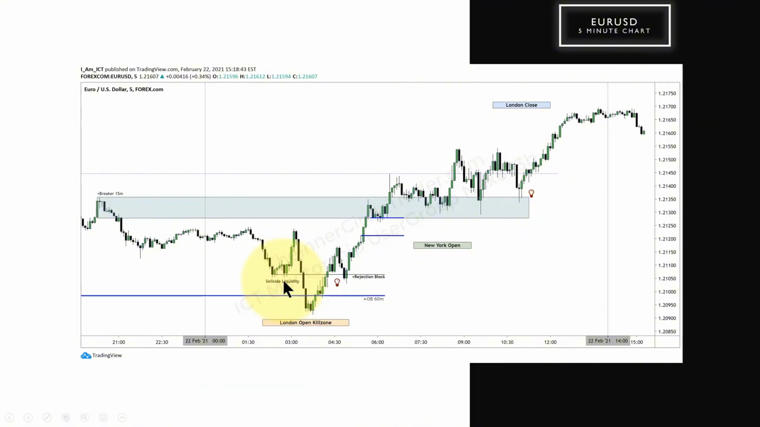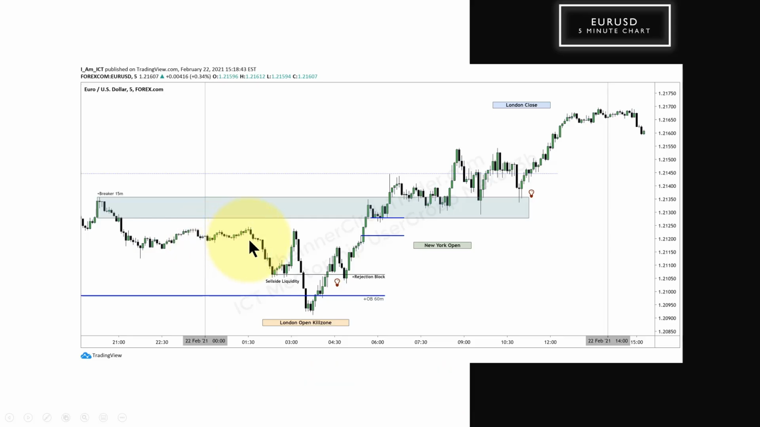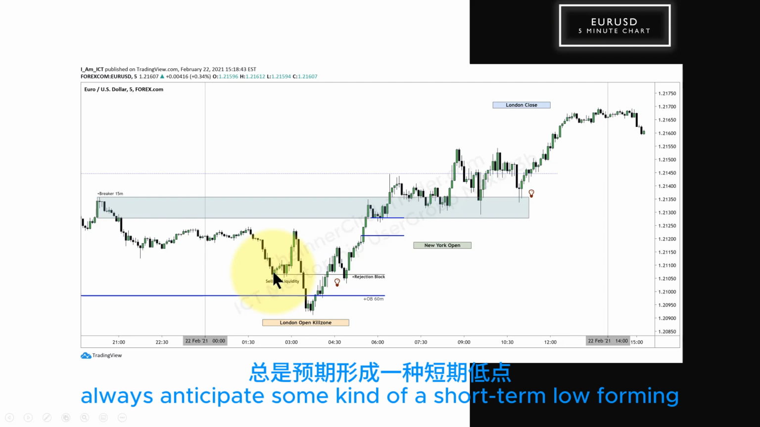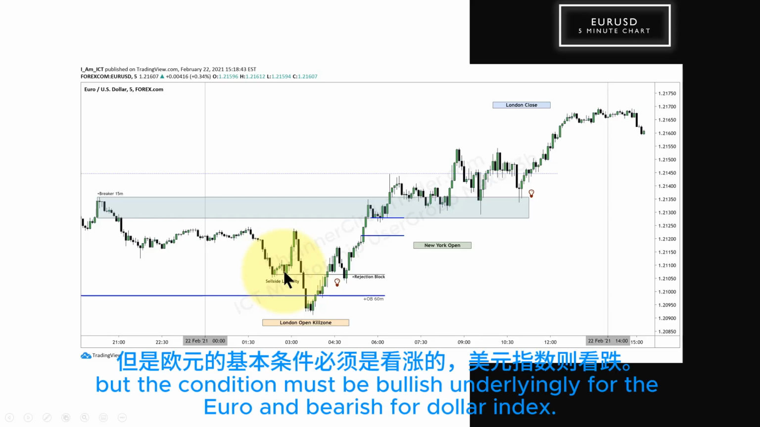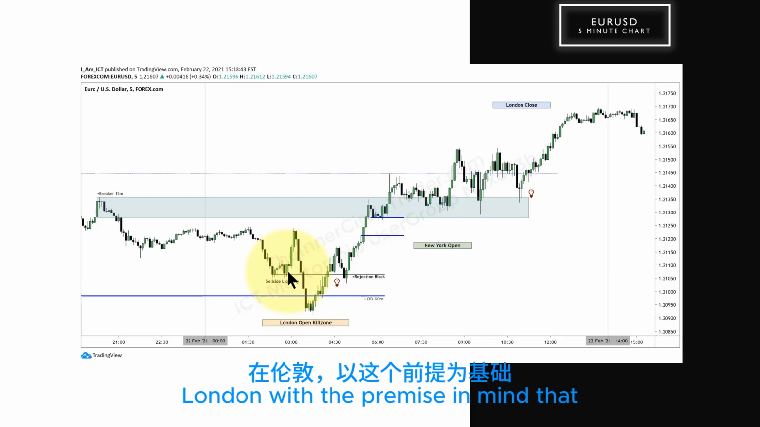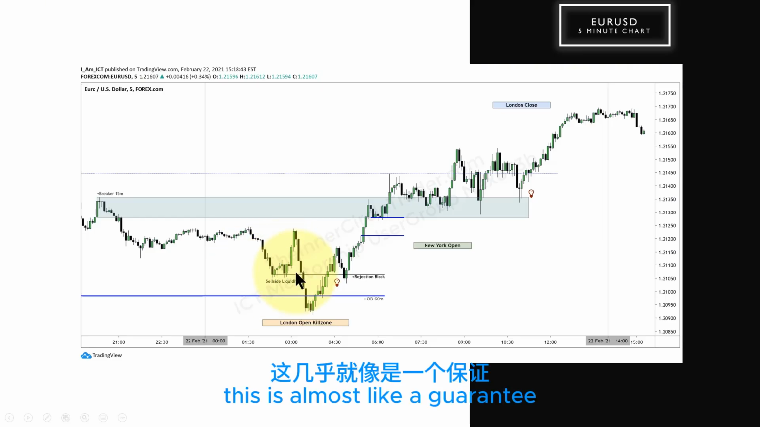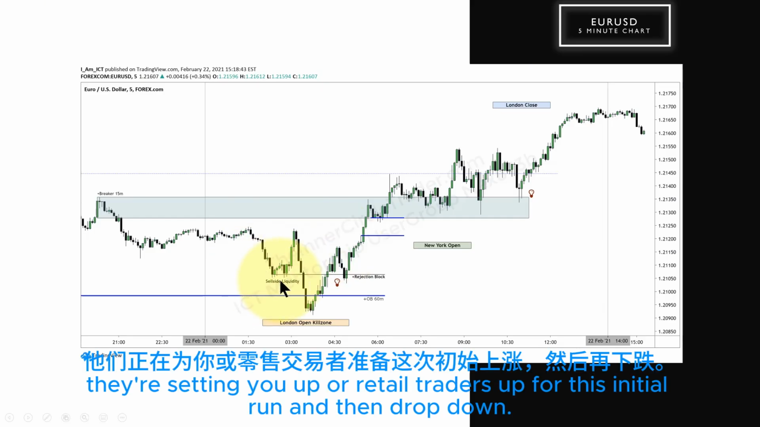Right below there. So when there's a long lethargic price run after seeing a short-term high, always anticipate some kind of a short-term low forming in the London session like this. But the condition must be bullish underlyingly for the euro and bearish for dollar index. And if we see this double bottom type formation in London with the premise in mind that dollar should be going lower, foreign currency should be going higher, this is almost like a guarantee that they're setting you up, or retail traders up, for this initial run and then drop down.